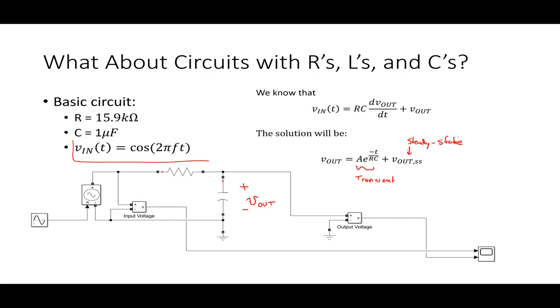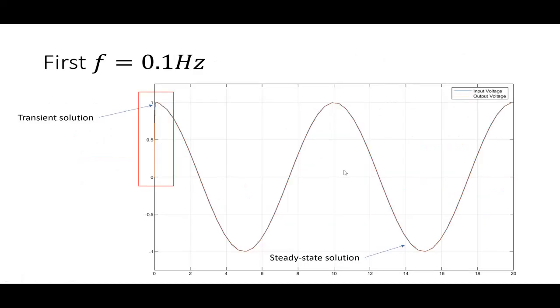Remember, the transient solution solves the homogeneous differential equation, which would be dV out/dt plus V out equals 0. That would be what we call our homogeneous differential equation. And the solution to this would be A e to the negative t over tau. I take that plus whatever my steady state solution is to figure out my V out. All right, so let's look at what that would look like.